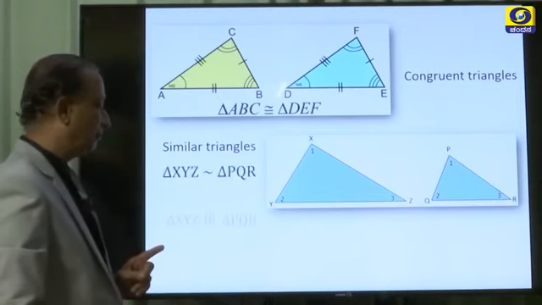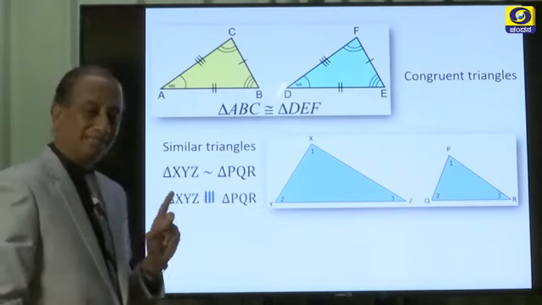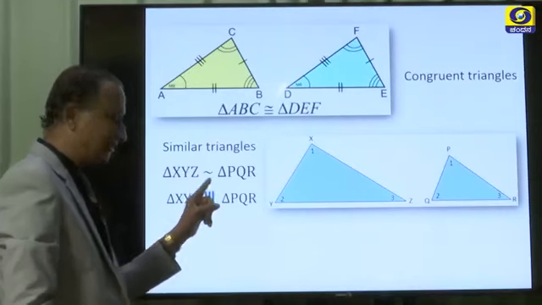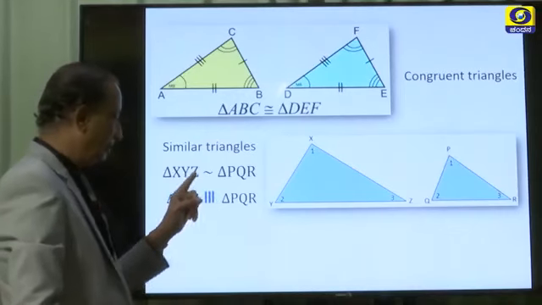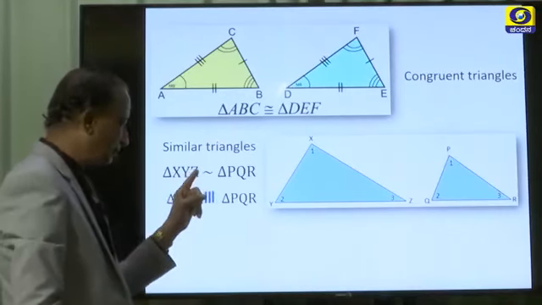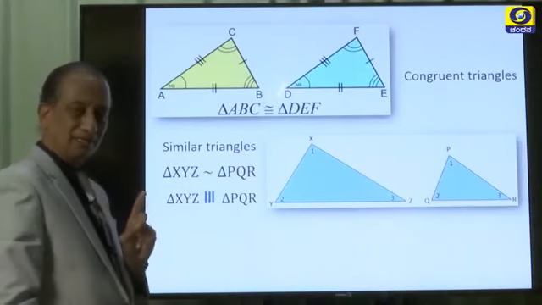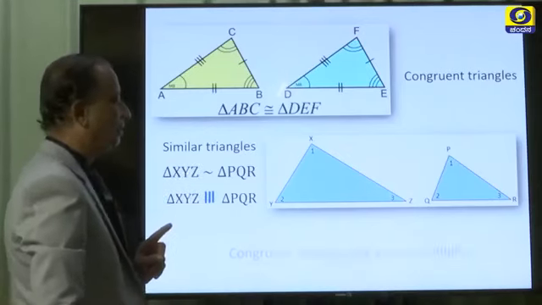So, this is the symbol for similarity. In the previous textbooks, we used to write this as the symbol for similarity. Now, in the present textbook, we are using this. There are two symbols for the similarity concept.